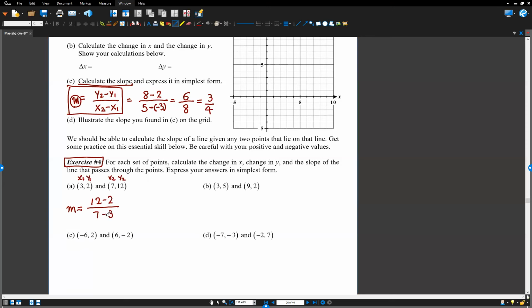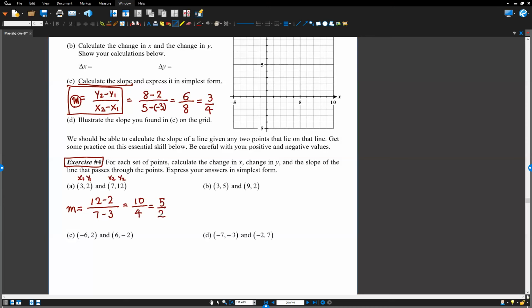Now simplify. 12 minus 2 is 10. 7 minus 3 is 4. Divided by 2 is going to be 5 over 2. That's the slope. What that means: when x is increased by 2 units, y increased what? 4 units. So on average, for an increase of 2 units in x, there is a 5 unit increase in y. Okay, that's the slope.